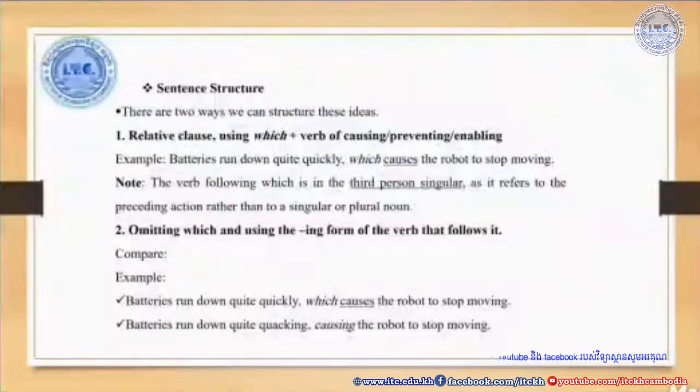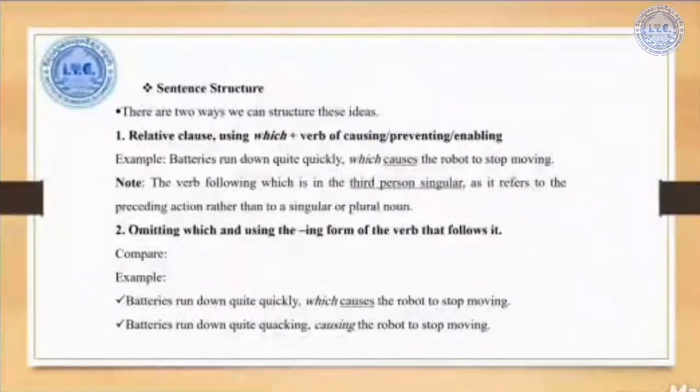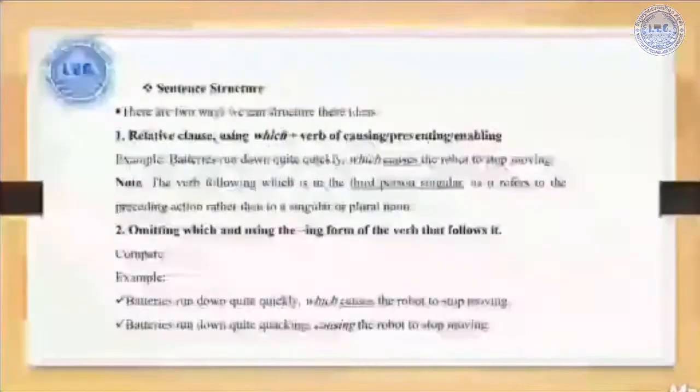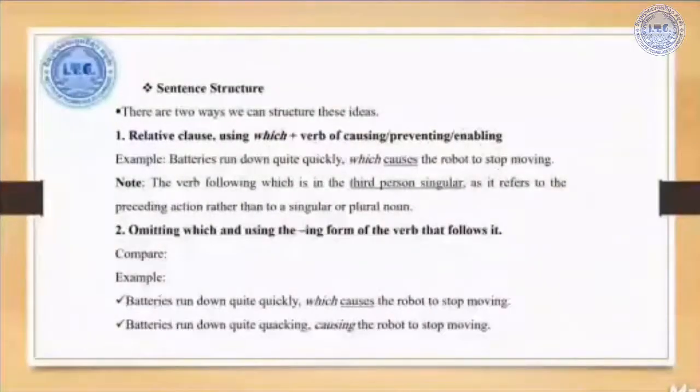Now look at the note, everyone. It says that the verb following which is in the third person singular, as it refers to the preceding action rather than to a singular or plural noun. Can you guys understand the note here? It simply means that every verb that we use after the word which is always a singular verb, alright? Because the verb here refers to the action as a whole in the relative clause. So it doesn't matter whether the sentence starts with a singular subject or plural subject.